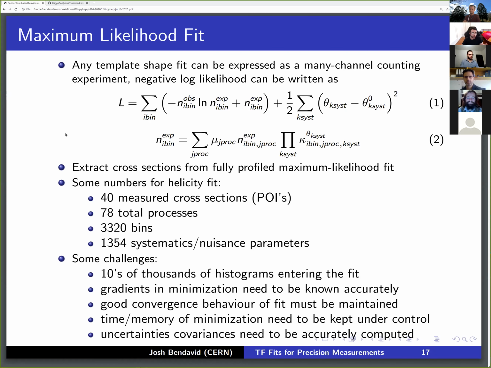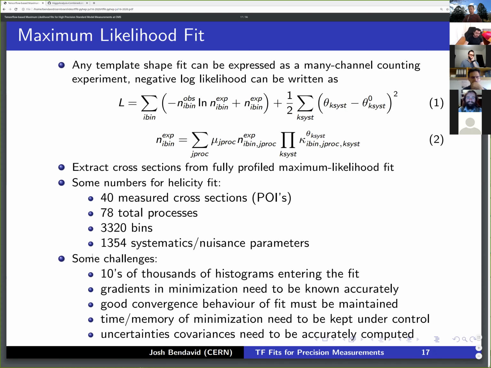So what we want to do is extract the cross sections from a fully profiled binned maximum likelihood fit, and to give some numbers associated with this result: for the basic helicity fit, basic quote unquote, there are 40 measured cross sections or parameters of interest, let's say, in statistics terminology. There are 78 total processes, including the fact that the W signal is split up into rapidity bins and polarization states. There are 3,320 bins at detector level, so this sum over bins is over 3,320 bins, and there are 1,354 systematic uncertainties represented as nuisance parameters, so these thetas here.